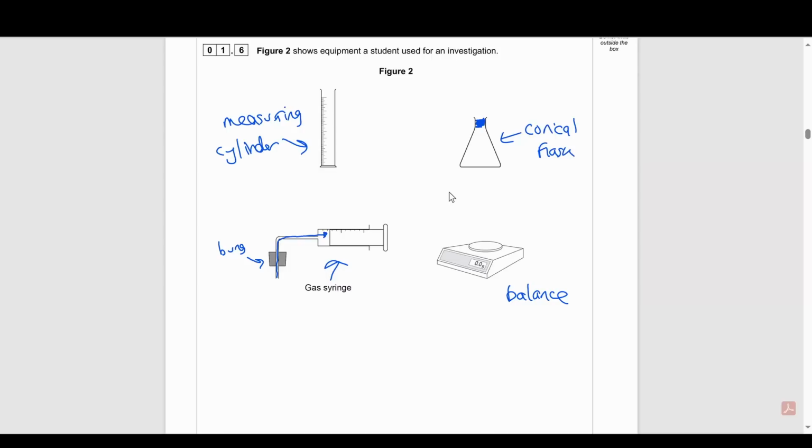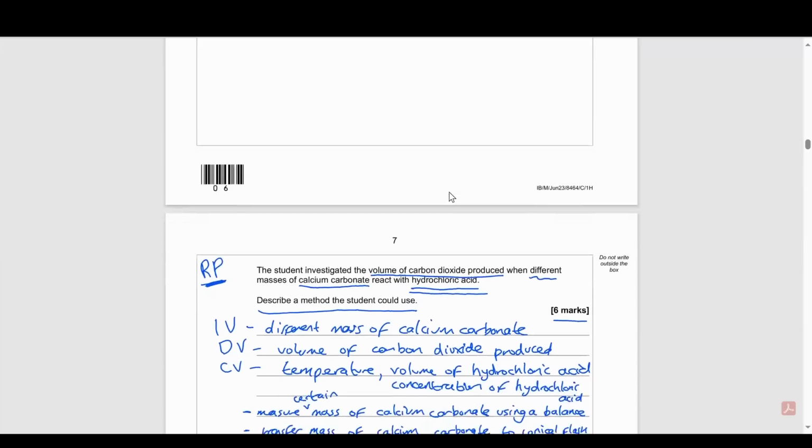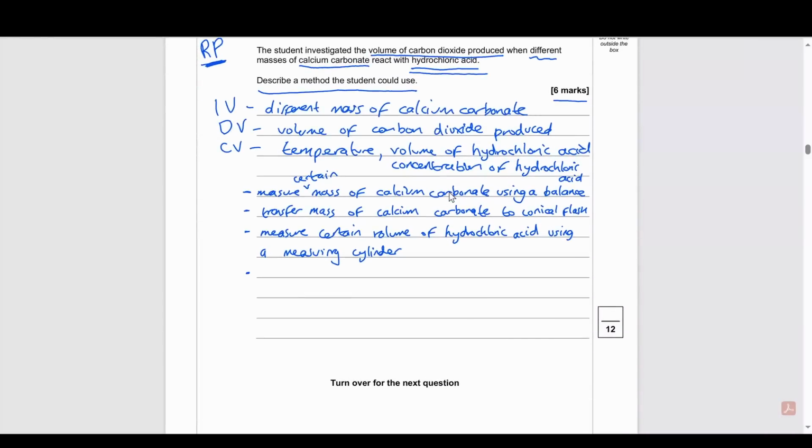and then it would push our plunger to the right. And because the gas is getting collected there, there's a scale that you can see on the gas syringe, and then that's how we record our measurement. So what we want to say in our method now is that we want to attach the bung to the conical flask immediately after adding the hydrochloric acid. So add hydrochloric acid to the conical flask and then attach the bung immediately.